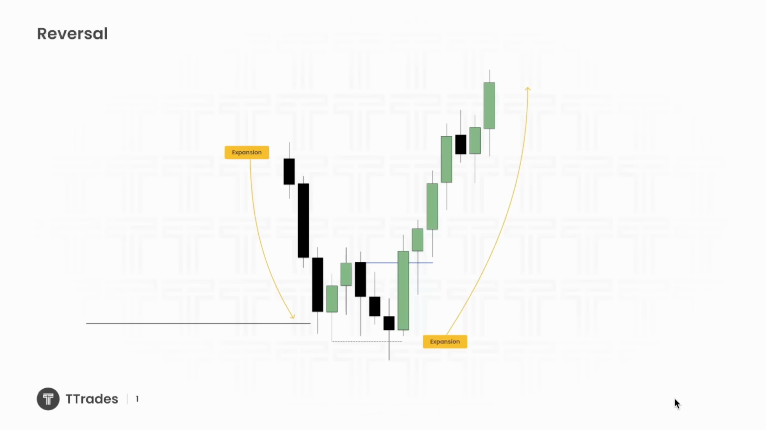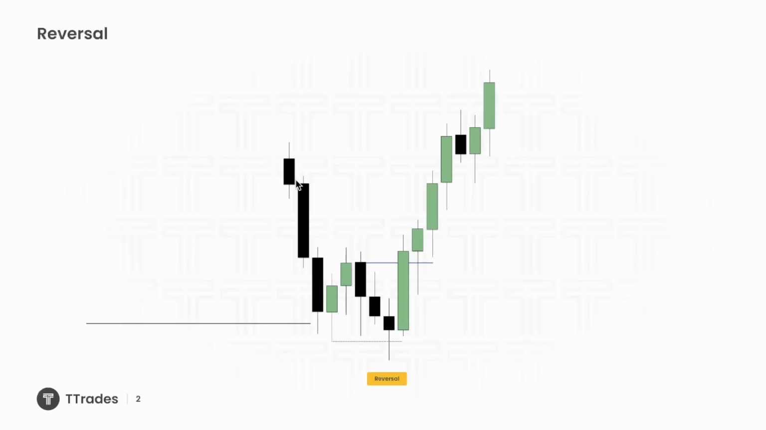So what is a reversal? A reversal is when we have expansion met with expansion, and that is what forms a reversal. This is the opposite of a continuation signature, or what you saw in the previous videos, where we had expansion and a retracement to continue lower with a new expansion, or expansion, consolidation, manipulating the high to continue lower.